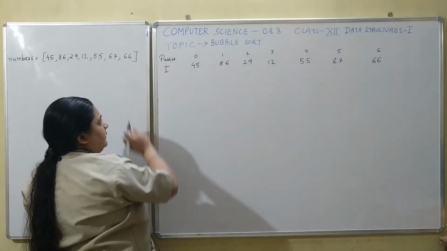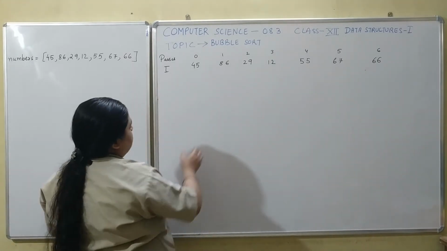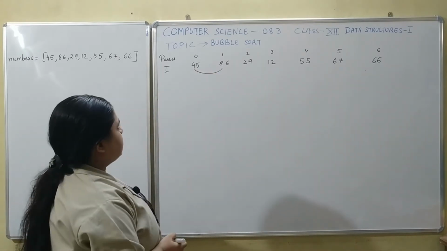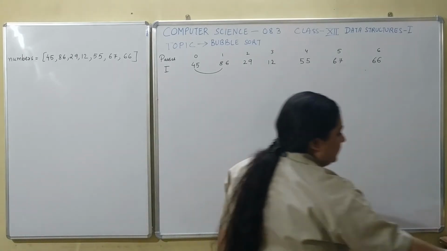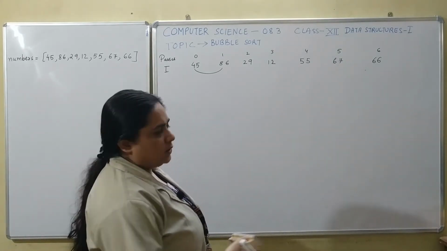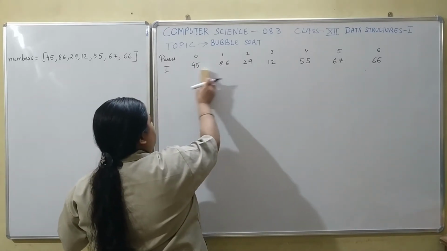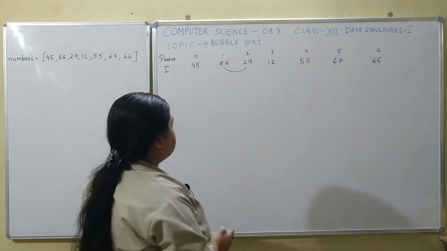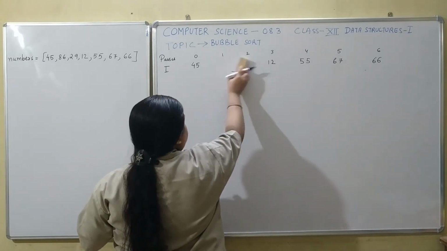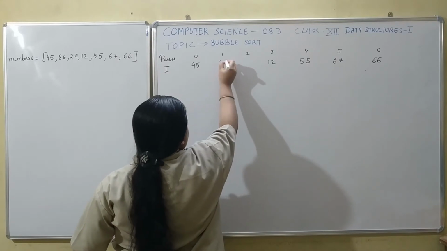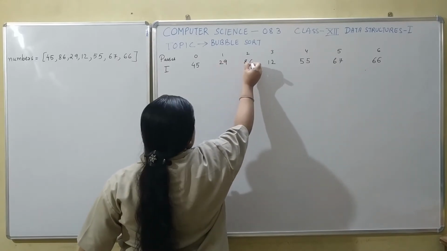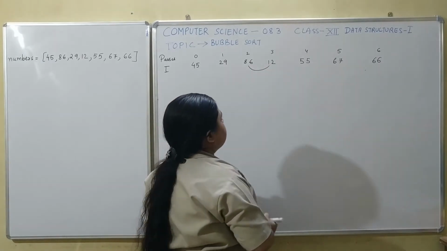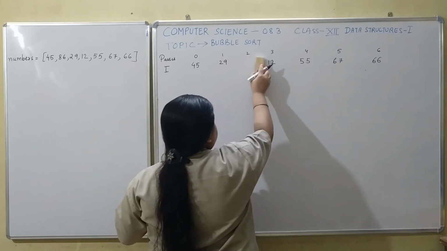We start with our first pass, and we first take up this bubble and check: is 45 greater than 86? Answer is no. So now our bubble moves forward. Is 86 greater than 29? Answer is yes. So here we will swap the values. Now our bubble will move forward. Is 86 greater than 12? Answer is yes.